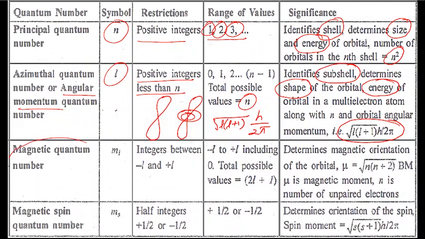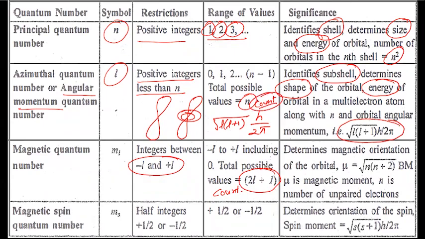Then the magnetic quantum number, which tells the orbital's orientation. It takes integer values between minus L to plus L, for example, minus 1, 0, plus 1, or minus 2, minus 1, 0, plus 1, plus 2, etc. Total possible values will be 2L plus 1. The count will be 2L plus 1.